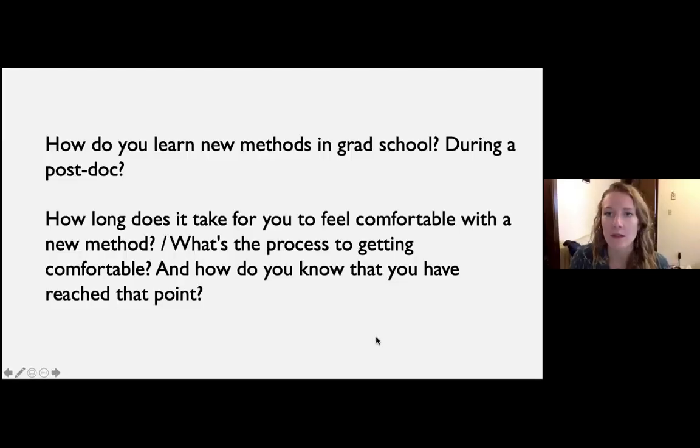There we go. So our first question was about how do you learn new methods? How did you learn new methods in grad school or during a postdoc or as a faculty member? And part of what we're interested in knowing is how long it takes or how you get comfortable with a new method. There's some sort of process between just reading about it and actually implementing it. So what's your process there?